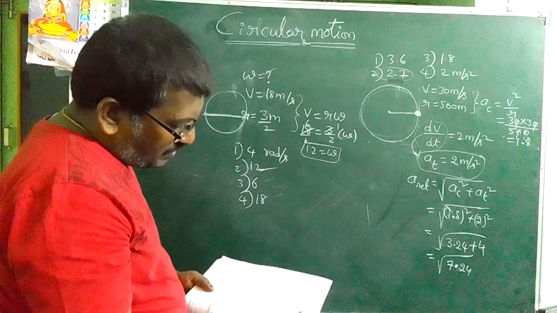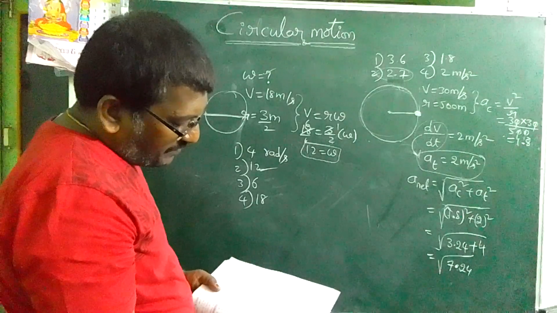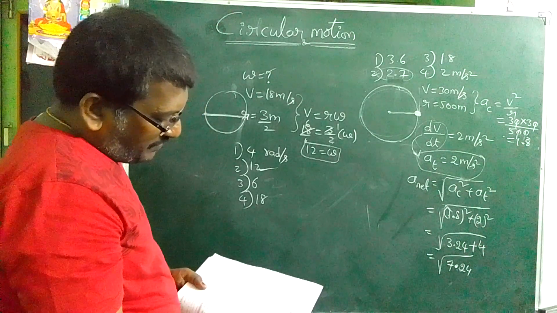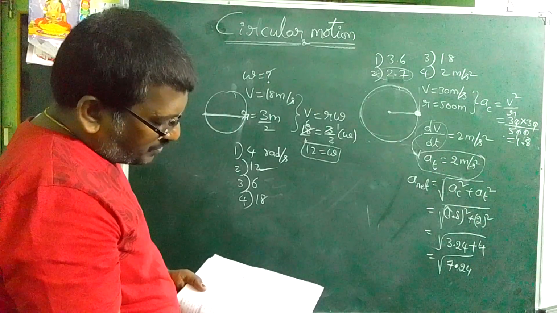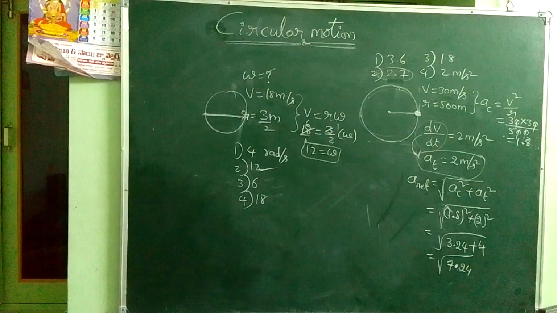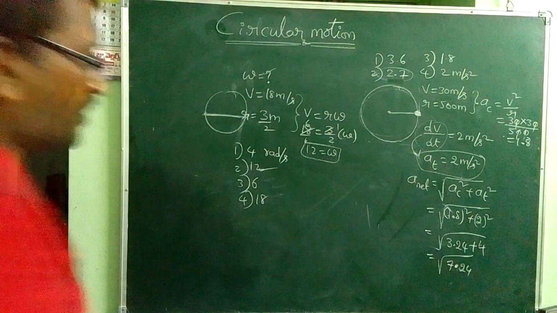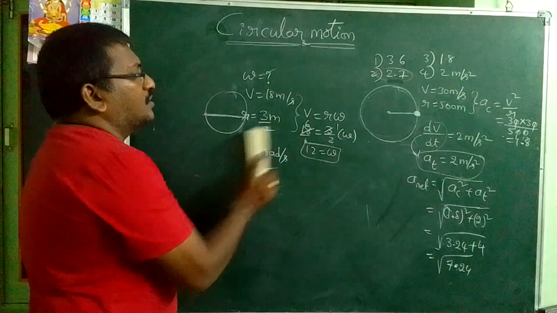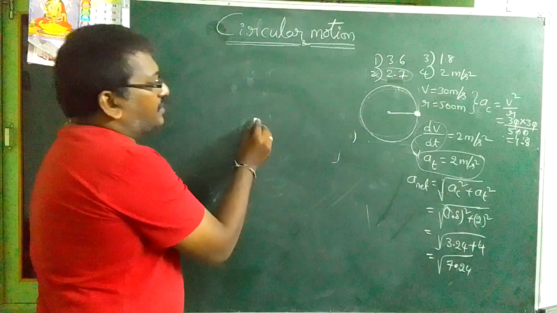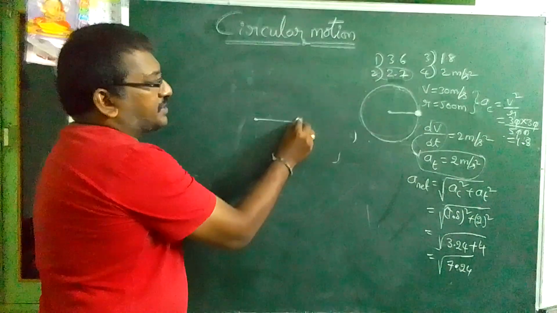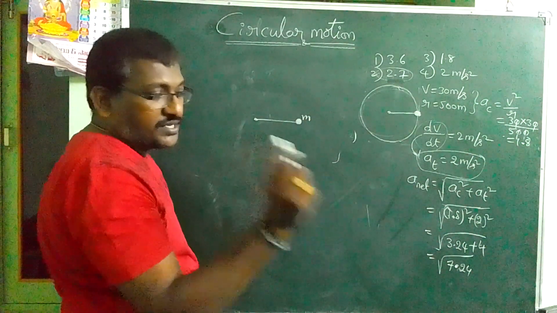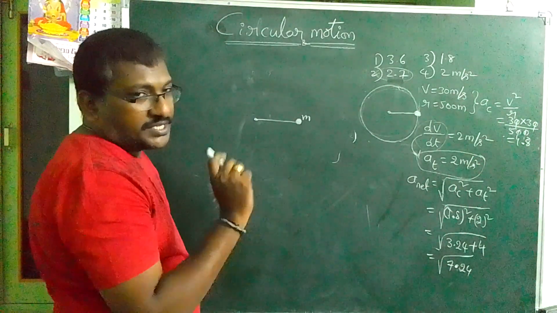And one more problem: two stones of masses m and 2m are whirled in horizontal circles, the heavier one in radius r by 2 and the lighter one in radius r. So what is the data here? Heavier and lighter, two particles are given. One particle of mass m is connected with a thread, and that is rotated like this in a horizontal circle.